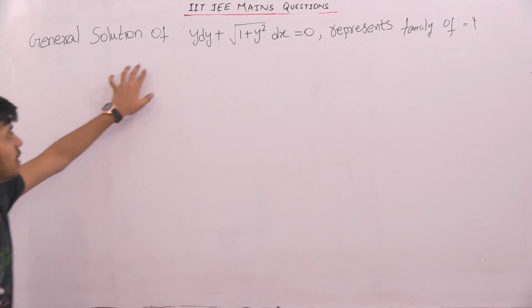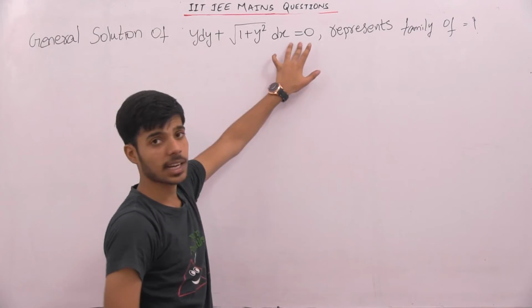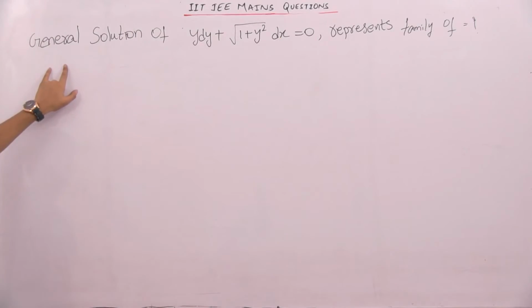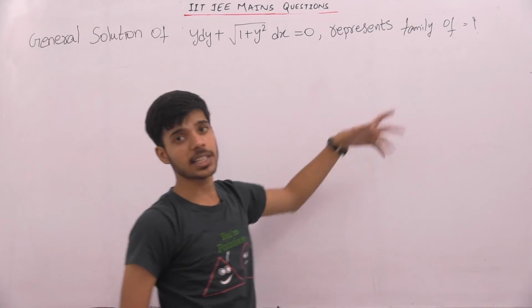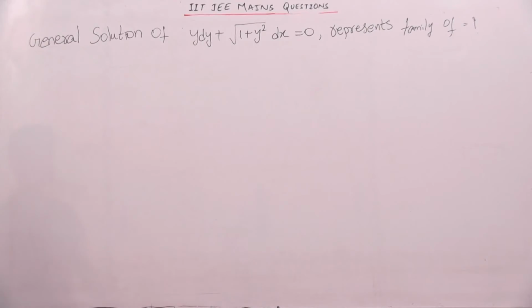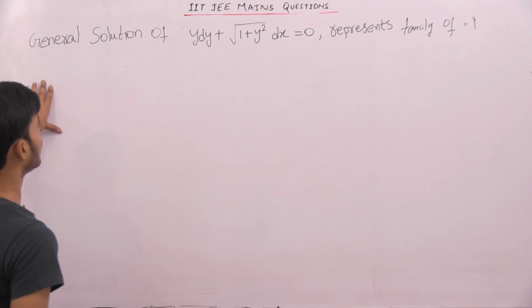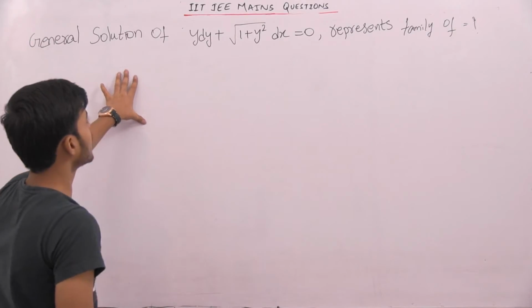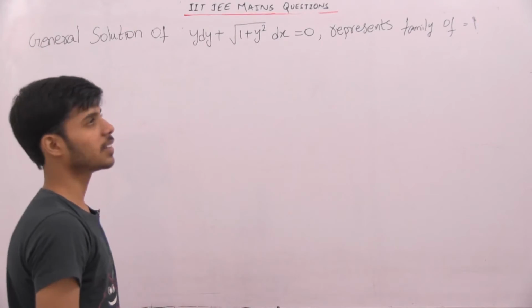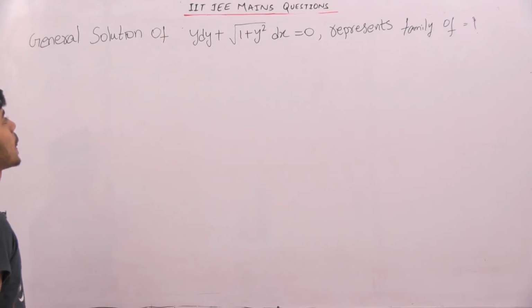Here we are given a differential equation and are asked to find out what the general solution gives, whether it is a circle, parabola, ellipse or hyperbola. So we have to check it. Coming to the equation, y dy plus root over 1 plus y square dx is equals to 0.